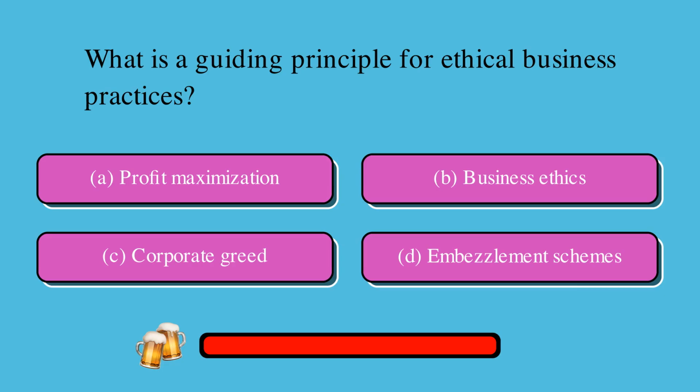What is a guiding principle for ethical business practices? Is it A, profit maximization, B, business ethics, C, corporate greed, or D, embezzlement schemes? The correct answer is B, business ethics.